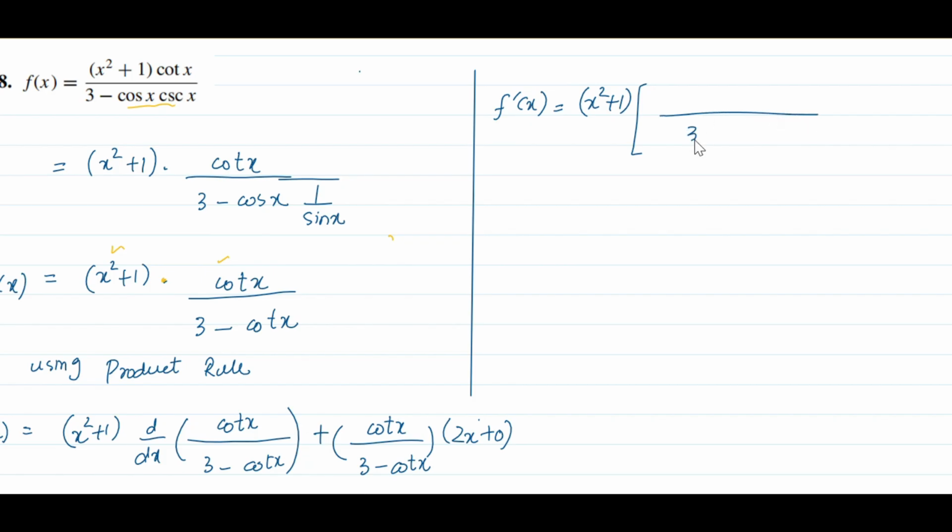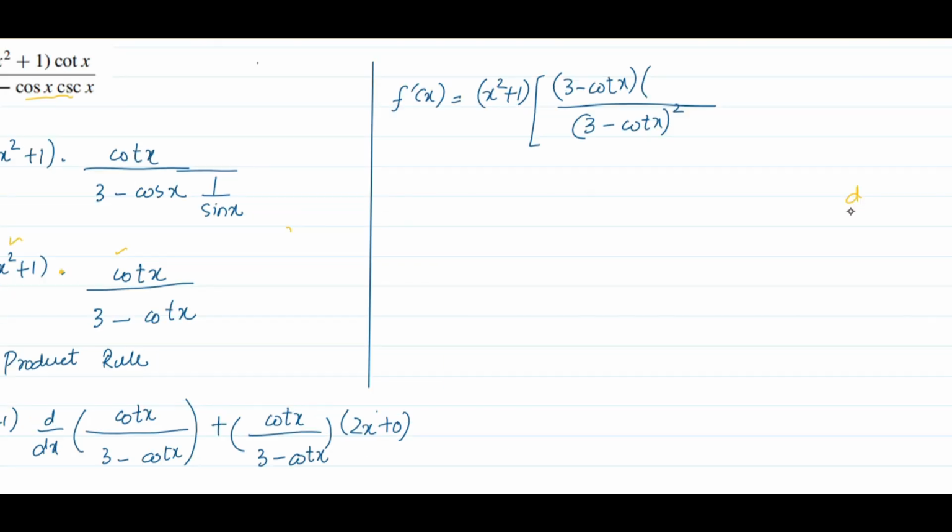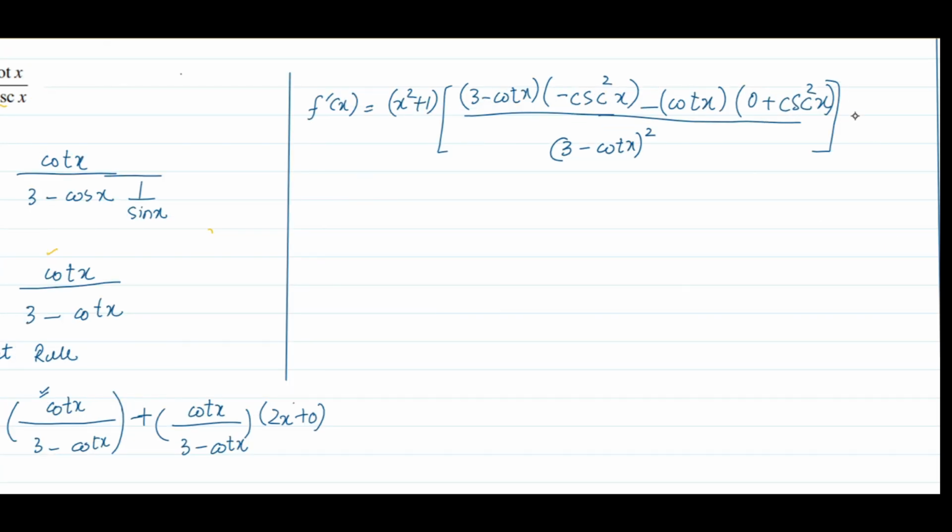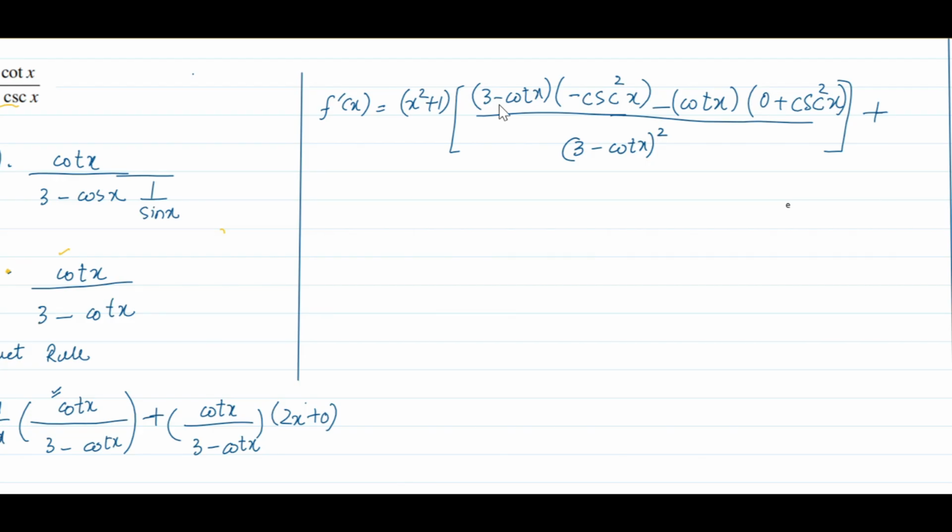According to the quotient rule, (3 minus cot of x) square in the denominator, and 3 minus cot x as it is in the numerator times the derivative of the numerator term cot of x, whose derivative is minus cosecant square, minus the numerator term cot of x as it is times the derivative of the denominator term, where the derivative of 3 is 0 and the derivative of cot is minus, so minus minus becomes plus. And now plus multiply the second part: 2x over 3 minus cot of x multiplying with cot of x. And now it's time to simplify. The numerator terms will be simplified this way.